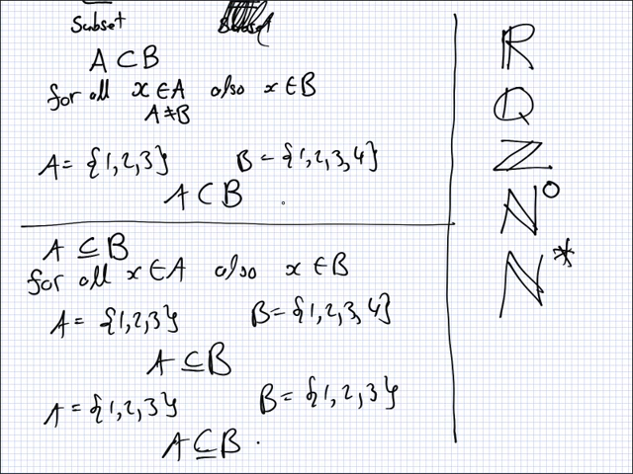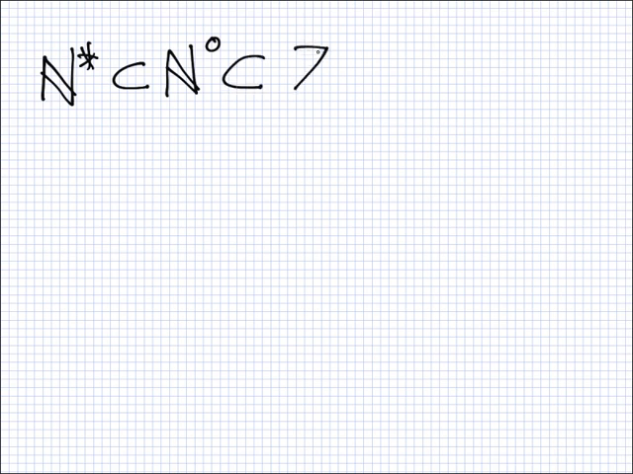Okay, I need to scroll down now. This has been on the screen long enough. Okay, so what's the first set? N star, without zero. And that's a subset or a proper subset? It's a proper subset, because the next set is definitely not the same, which is N zero. Okay, what's the next one? Good. What's the next one? Good. And what's the last one?